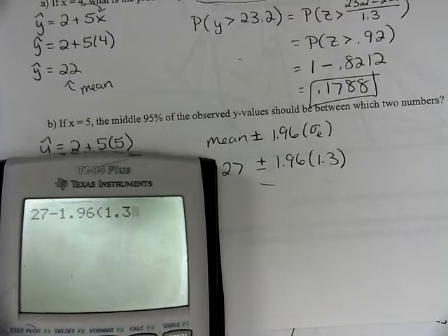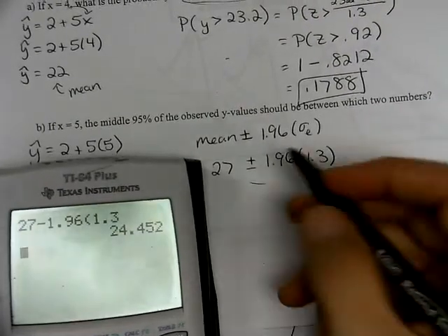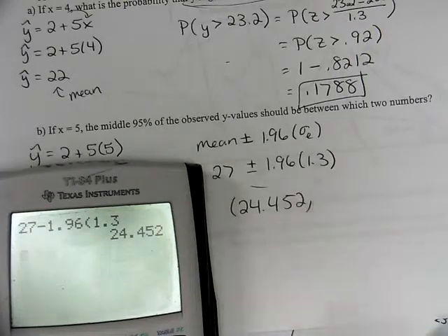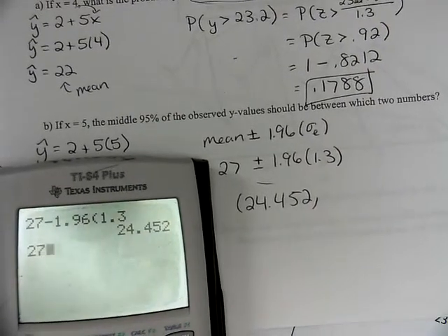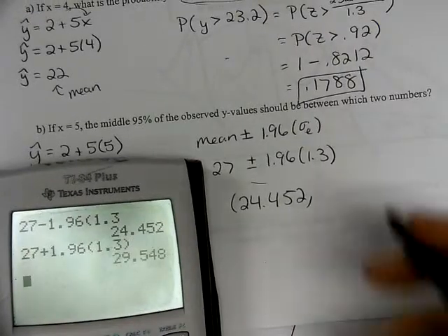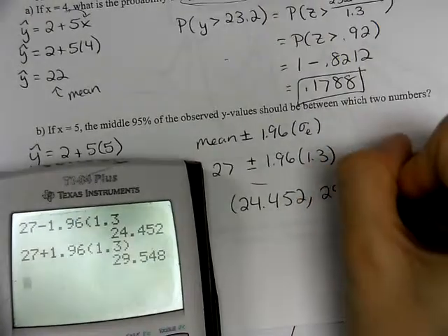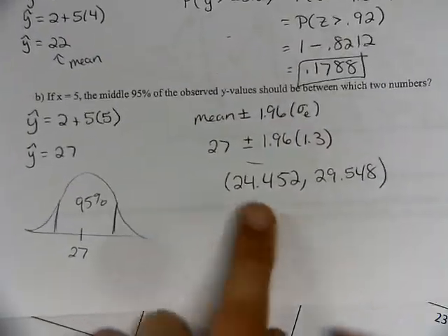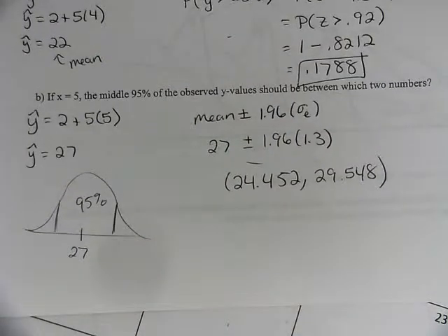So I'm going to do the minus. So 24.452 to 29.548. So that should be, if I get between those two numbers, I'm in the middle 95%.